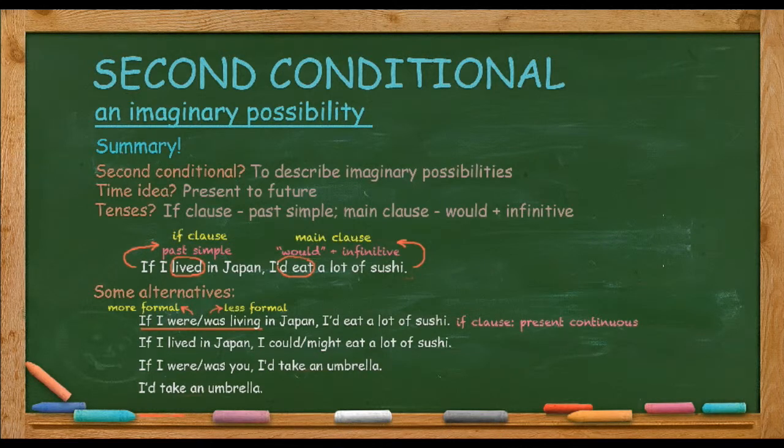Next one, if I lived in Japan, I could or might eat a lot of sushi. In this sentence, the main clause uses could or might, the modal auxiliary verbs. Next one, if I were or I was you, I'd take an umbrella. In this sentence, you're giving advice. And finally, I'd take an umbrella is the short form for giving advice.